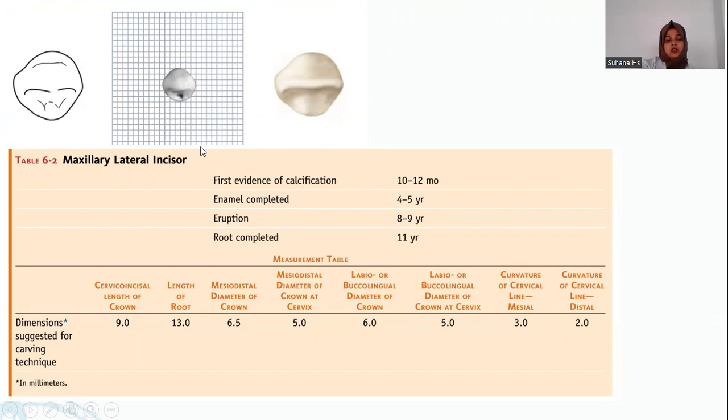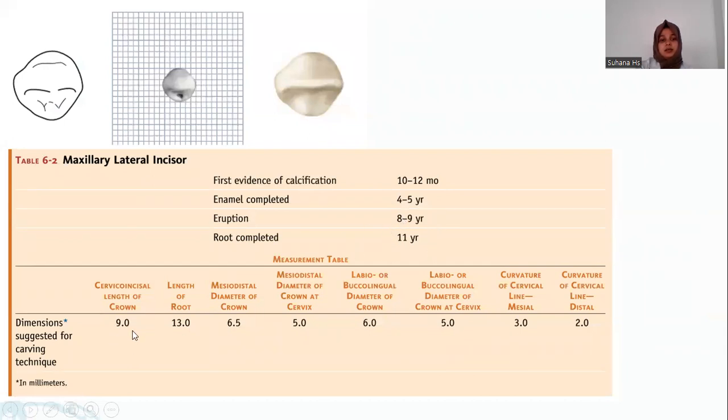And when we are considering the chronology and the measurements regarding the maxillary lateral incisor, the first evidence of calcification is at the age of 10 to 12 months. Then enamel is completed at 4 to 5 years, eruption during 8 to 9 years, and the root is completed at 11 years.